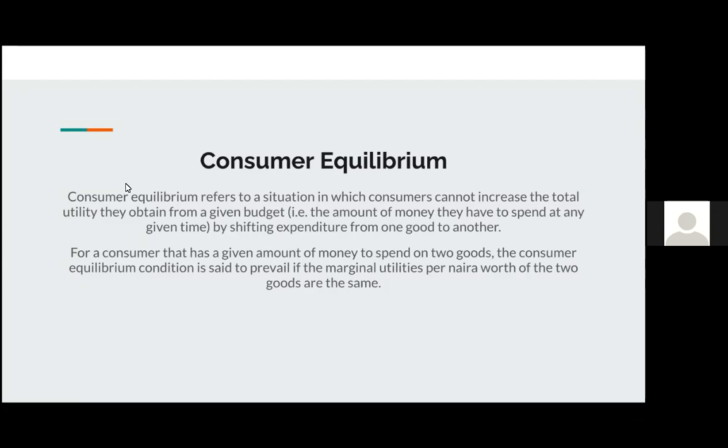So for a consumer that has a given amount of money to spend on two goods, the consumer equilibrium condition is set to prevail if the marginal utilities per naira of the two goods are the same.